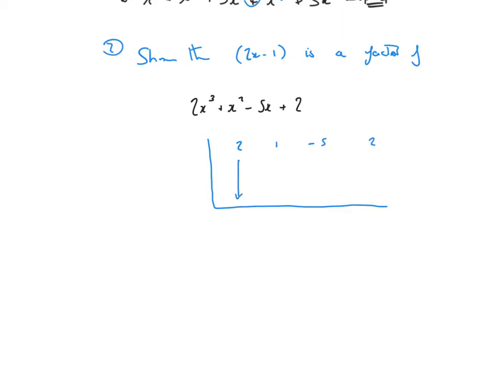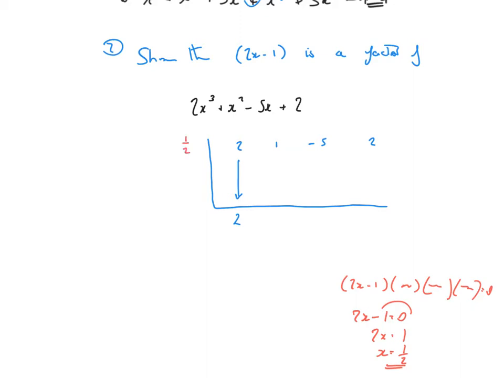Okay, drop the 2 down. What number goes up at the side? Let's have a think about it. Well, if 2x minus 1 is a factor, so that could be an example of that. We would have 2x minus 1 is equal to 0. 2x would be equal to 1 and x would be 1 half. So the number that goes up at the side then is a half.